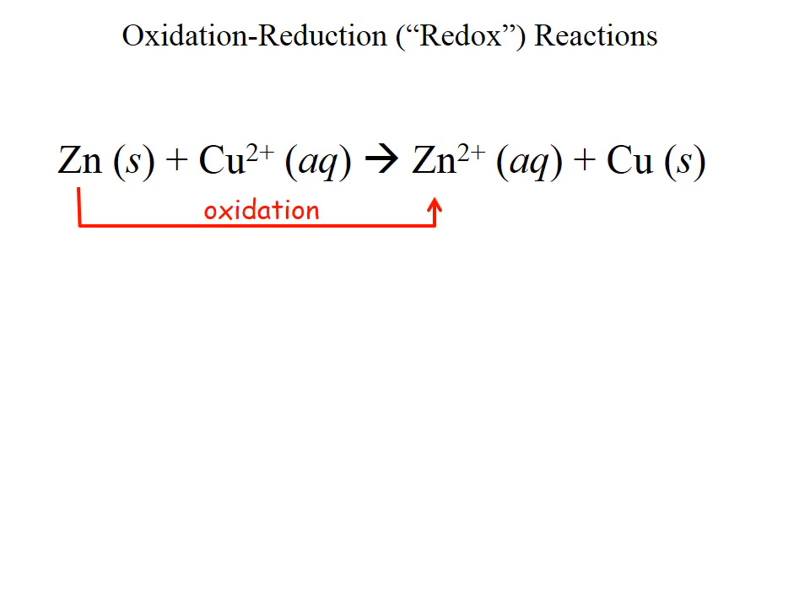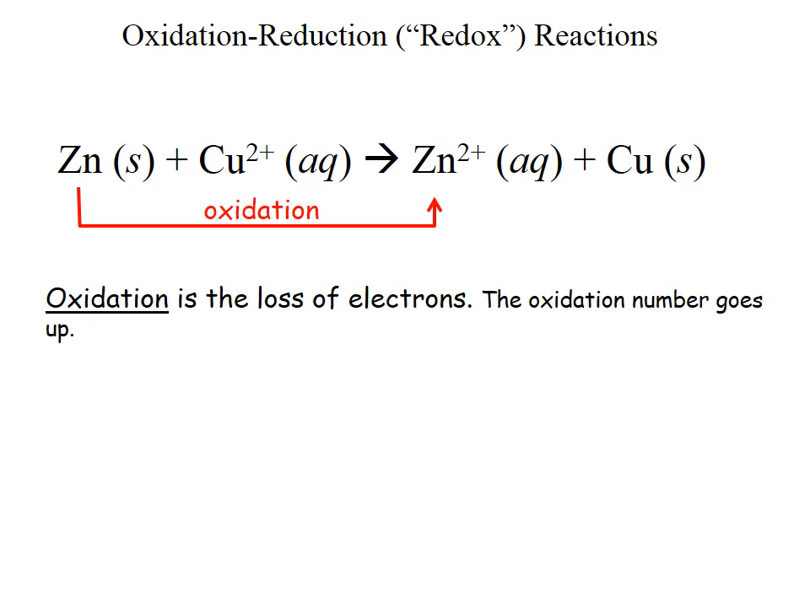So zinc is said to be oxidized. Oxidation is the loss of electrons. The oxidation number will go up, right? So it goes from 0 in this case to plus 2. We'll talk more about that.